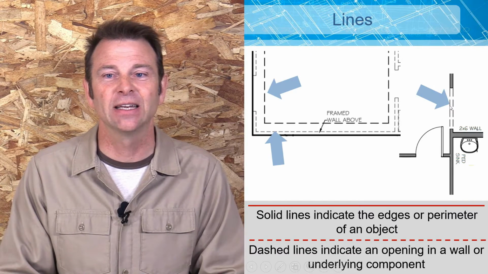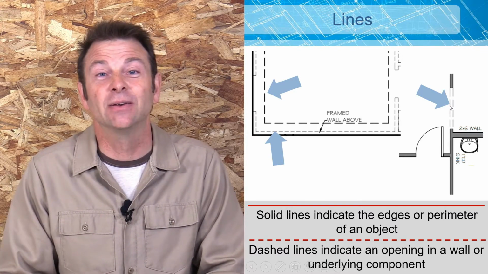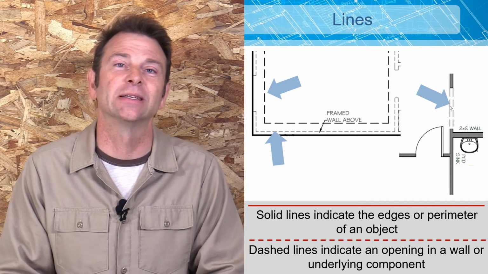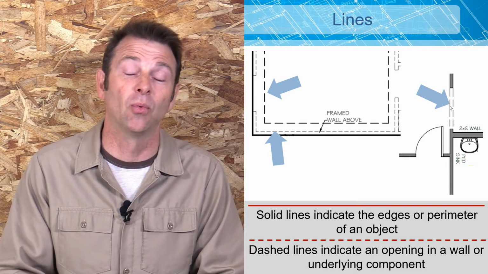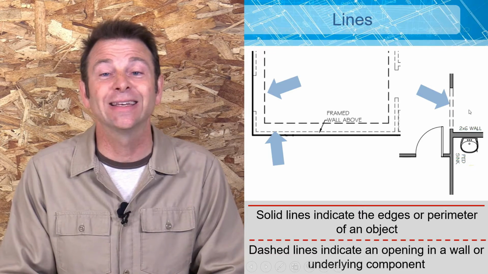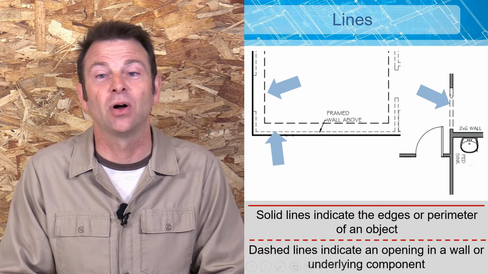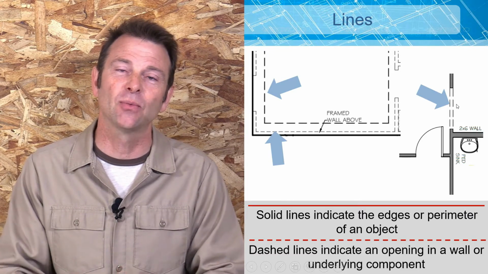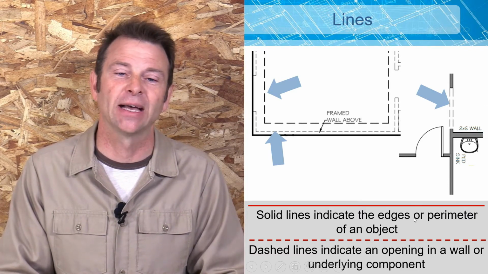This dashed line here is an opening that doesn't contain a swinging door or window. It's just a hole punched through a wall. So we can show or indicate that opening in that wall by drawing in dashed lines. We know that it's in that line of the wall, but we also know that it's a pass-through.